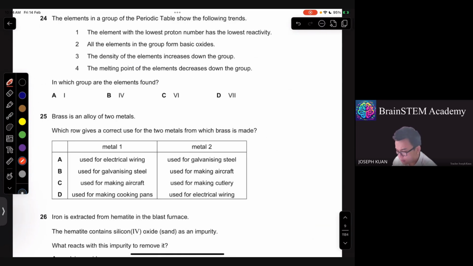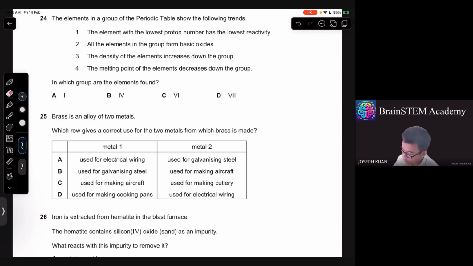Next, 24. The elements in a group of the periodic table show the following trends. The element with the lowest proton number has the lowest reactivity. All the elements in the group form basic oxides. The density of the elements increases down the group, and the melting point of the elements decreases down the group. In which group are the elements found?